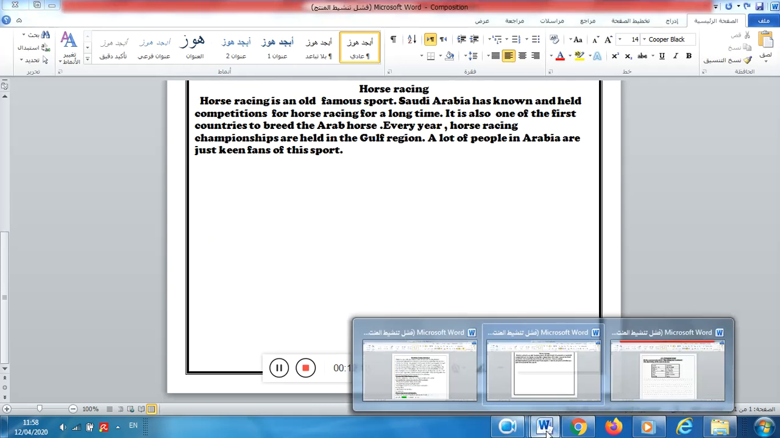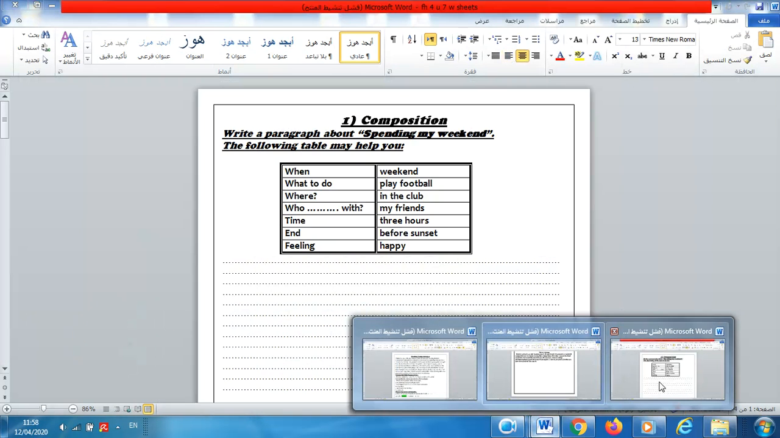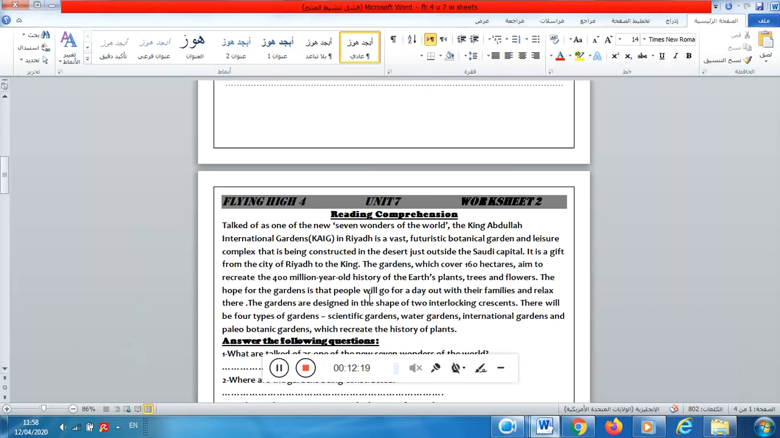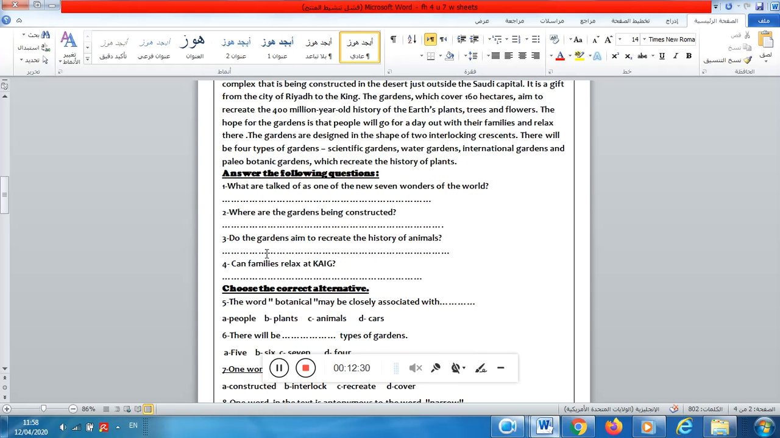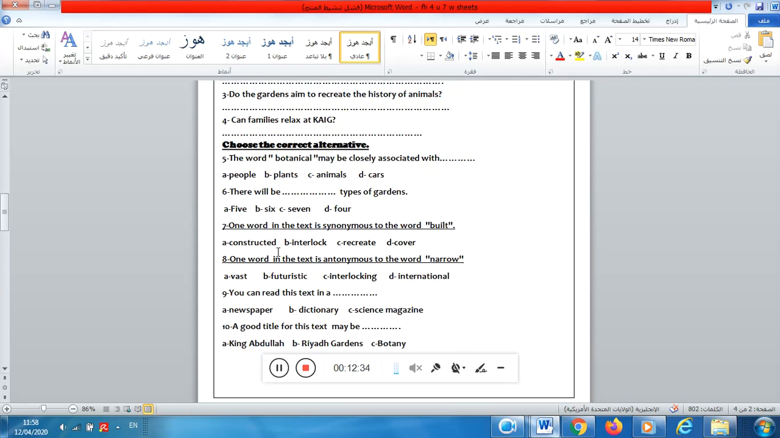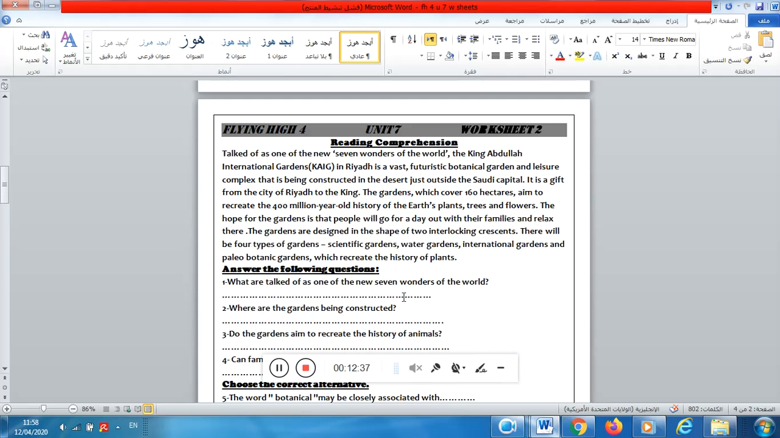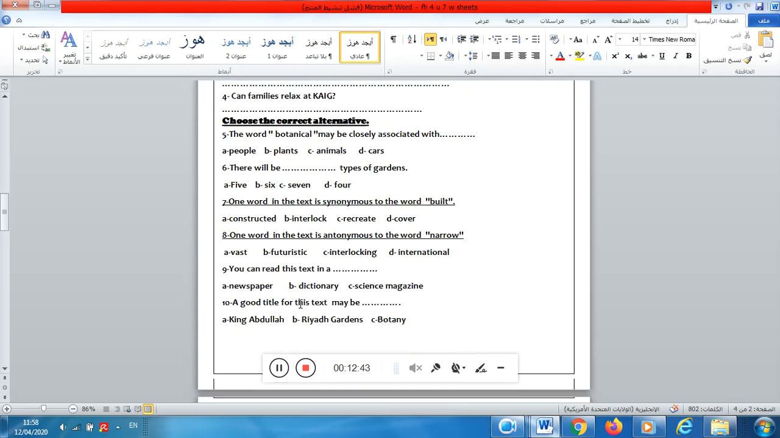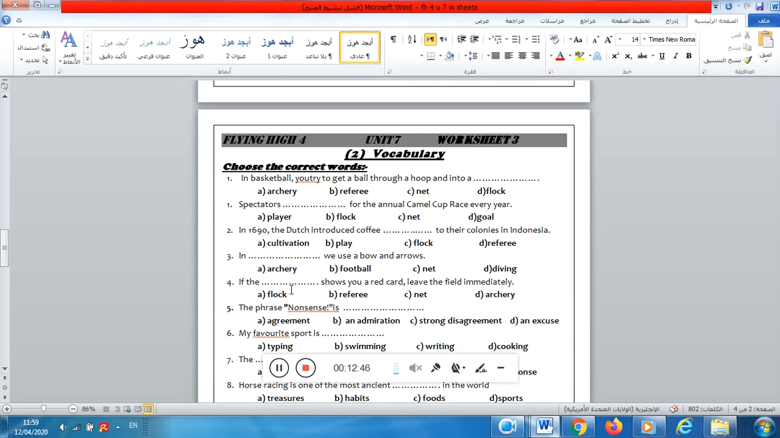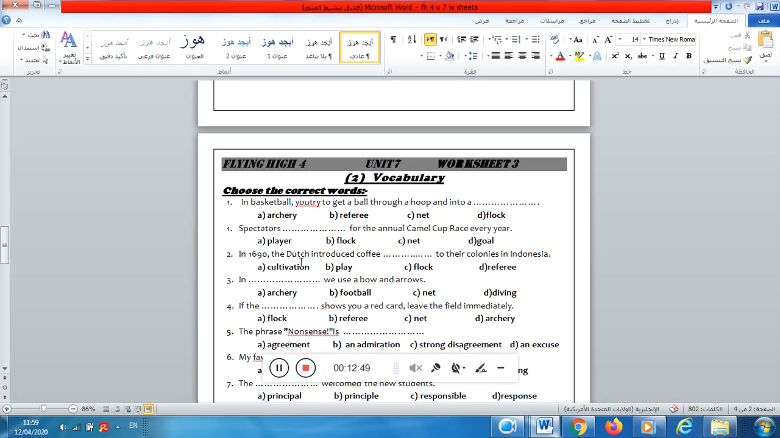All right, let's carry on with the other exercises. You find a comprehension, and comprehensions are very, very easy. I believe you can deal with them. I'll be leaving the answers for this comprehension for you, and we're not going to waste lots of time on the comprehension exercise. Let's move directly to the vocabulary exercise. Choose the correct words. In basketball, you try to get a ball.